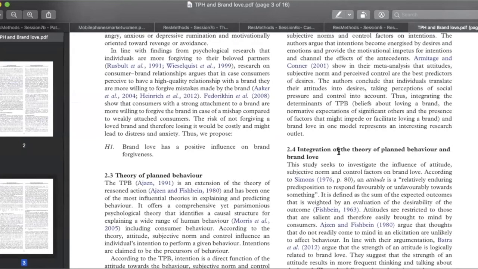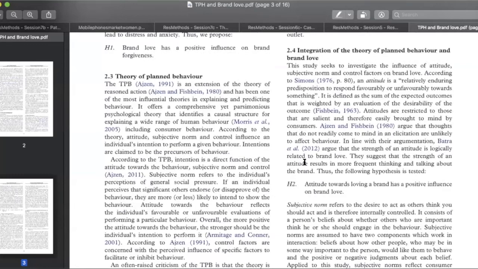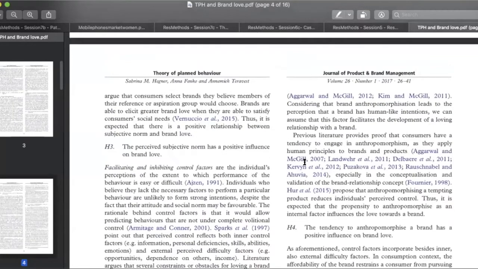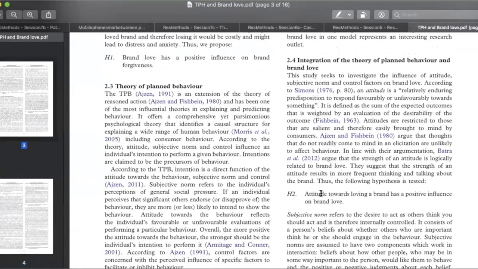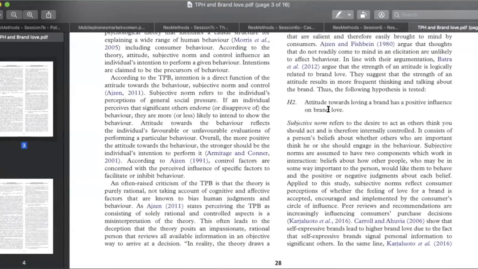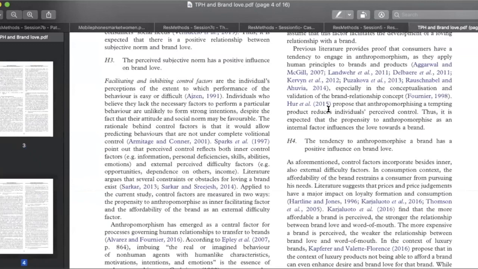He explains the theory. Then he's integrating the theory of planned behavior. Stating the theory is not enough. You have to integrate the theory of planned behavior to understand brand love, because you want to use it to understand brand love. This is how your thesis is done. You have your concepts and then you bring the theory into the concepts. Okay. Then he ends up developing hypotheses. So you see that out of the integration come hypothesis 2, hypothesis 3, hypothesis 4.